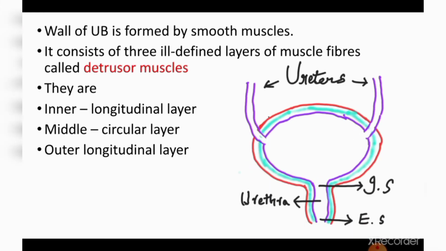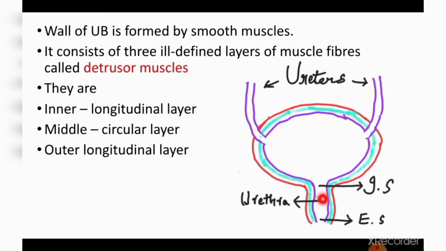Moving on to the wall of the urinary bladder. The wall of the urinary bladder is made up of detrusor muscles. Detrusor muscle is nothing but 3 layers of muscle fibers. The outer layer of muscle fibers is longitudinal, the middle layer is circular, and the inner layer is again longitudinal. All these 3 layers are combinedly called detrusor muscles, which form the walls of the urinary bladder.